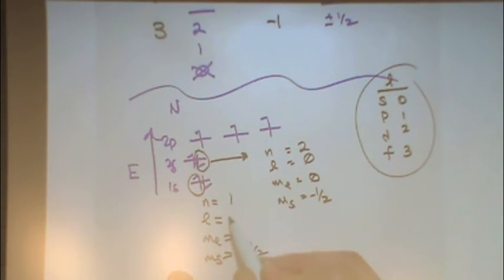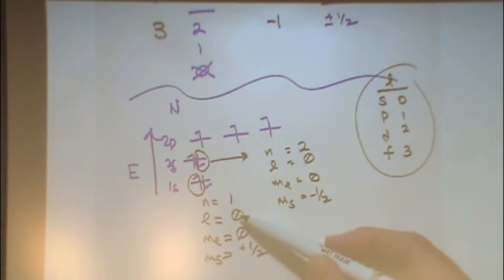1 because 1s, L is 0 because it's S, and M sub L is 0 because L is 0. How did I find M sub L? It's not from any of this, it's always from L. If L is 0, M sub L goes from negative 0 to positive 0, which is just 0. If L was 1, M sub L would be negative 1, 0, or positive 1. Is that okay?